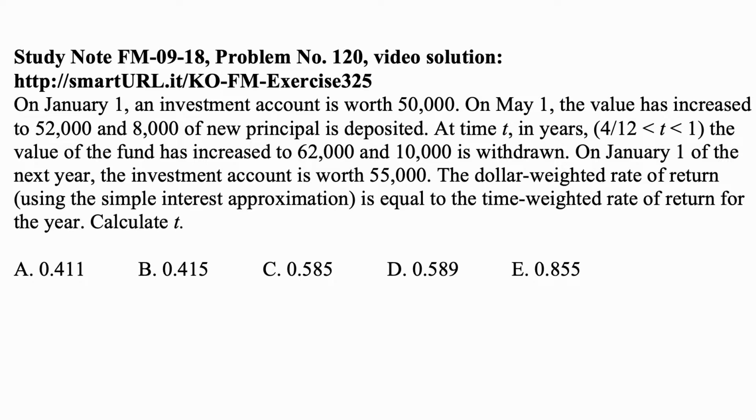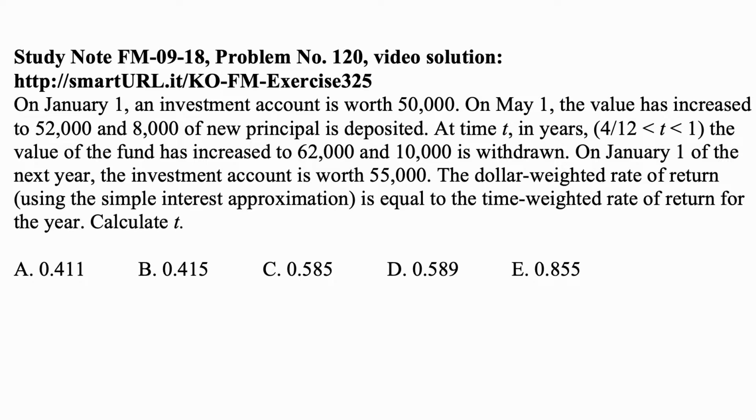Here's the problem for today. On January 1st, an investment account is worth $50,000. On May 1st, the value has increased to $52,000 and $8,000 of new principal is deposited. At time t in years, where t is between 4/12 of a year and 1, and 4/12 is the same as 1/3, the value of the fund has increased to $62,000 and $10,000 is withdrawn.